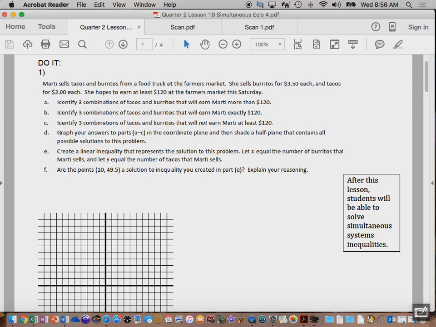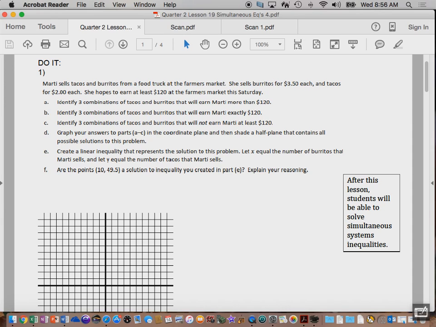Now, three combinations of tacos and burritos that'll earn more than $120. Okay, so I could do 30 tacos and 30 burritos, or 10 tacos. I could do 100 burritos and 100 tacos. Any combination that works out to more than it. You get the point on that, right? Okay, good. Three that will earn exactly $120.